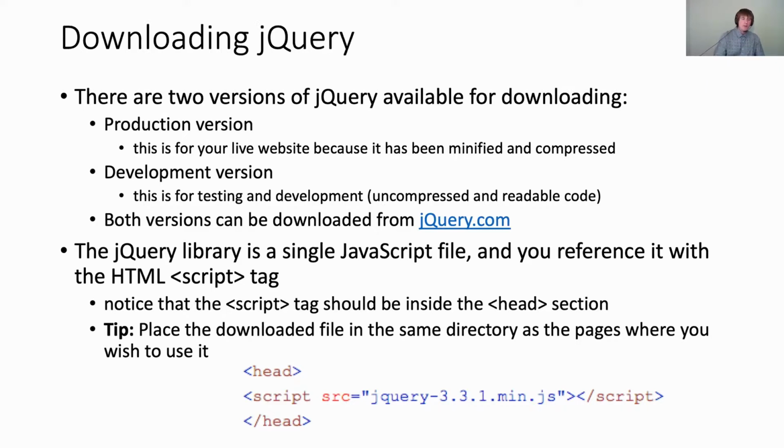Now, both versions can be downloaded from jQuery. Once you go to jQuery.com, we can select the minified version or the development version. The jQuery library is essentially a single JavaScript file. It's an external JavaScript file, and you're going to reference that with the HTML script tag. If you look down here at this example below, you'll see I have the head section. And in the head section, I have a script with a source, and that's going to be linked to jQuery 3.3.1 min.js. So this is the minified version. That's going to be the production version.